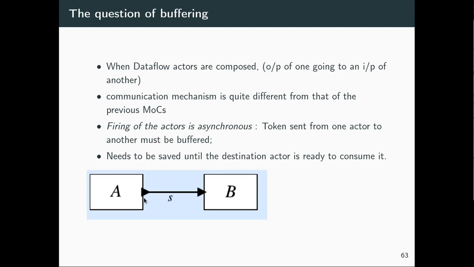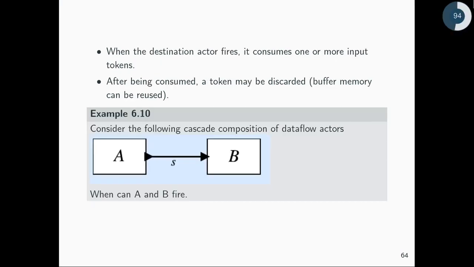This buffering will happen at a particular place, and it has to be taken care of by the director. The buffering is done by the actors themselves, and it has to be coordinated by the director, which is the SDF or synchronous data flow director. Let's quickly look at an example. When the destination actor fires, it consumes one or more input tokens. After being consumed, a token may be discarded, and the buffer memory may be reused.